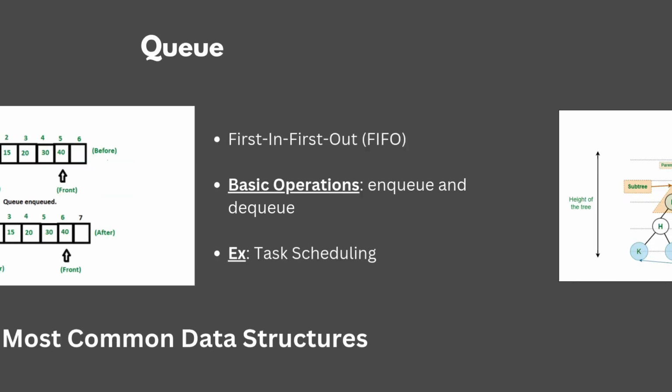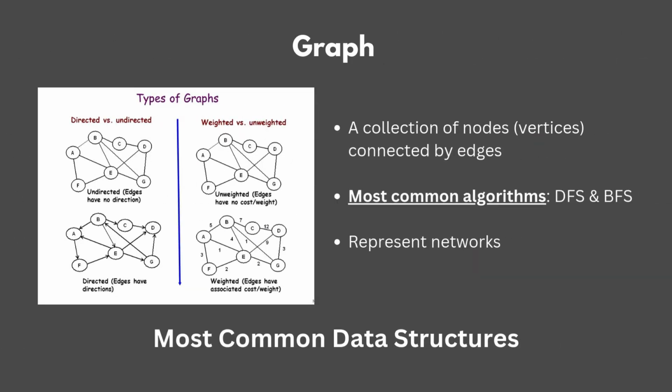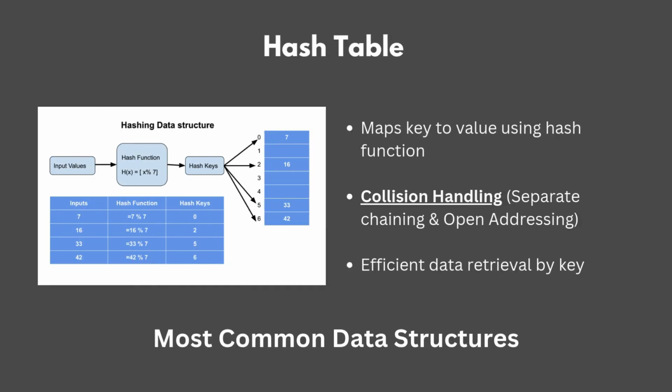Trees, a hierarchical structure with a root node and child nodes, commonly used for storing hierarchical data, like file systems or databases. For example, binary trees, AVL trees. Graph, a collection of nodes, vertices, connected by edges used to represent networks, such as social media connections or city maps. Hash tables, a data structure that maps keys to values, providing fast access to elements based on their keys.